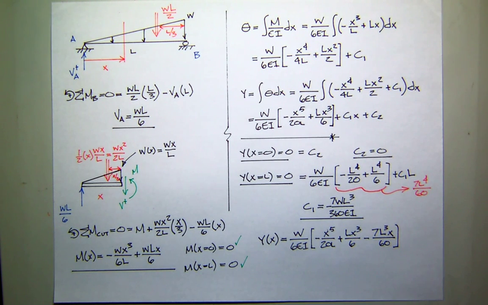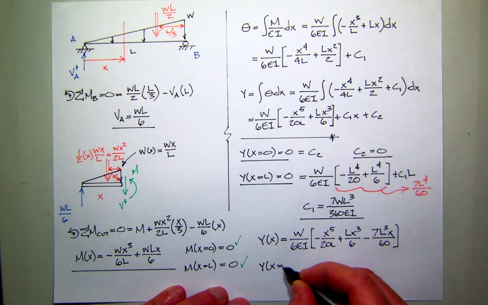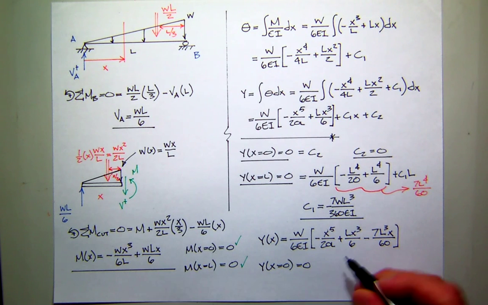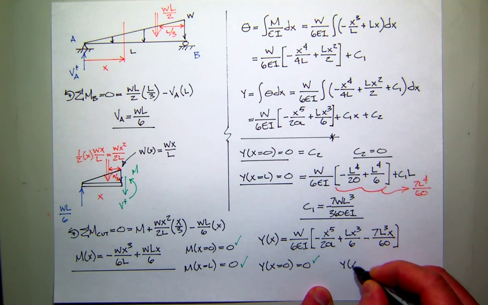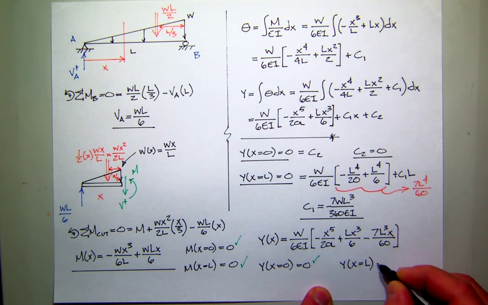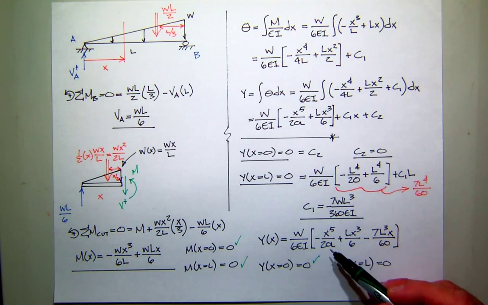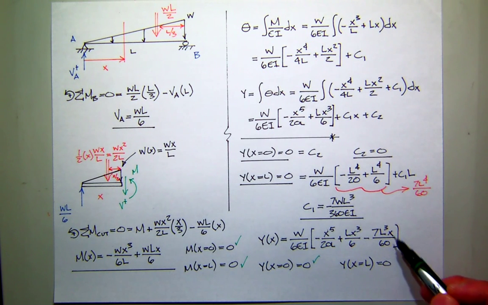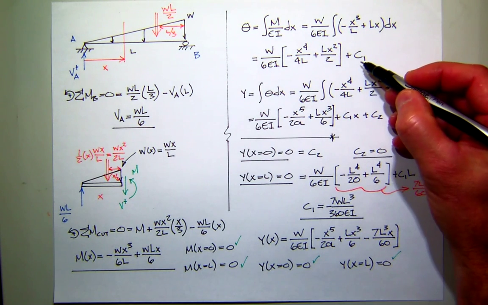Now, if this works, what should happen? What is the displacement at x equals 0? 0. So put in x equals 0. What do you get? 0. Excellent. Should this also be 0 at x equal L? Yes. So put in x equal L. What do you get? I think you're going to get minus 1/20th plus a 6th minus 7/60th, which is 0. That seems to be the problem. And since I have C1, you can put C1 back up here and you can find the slope.